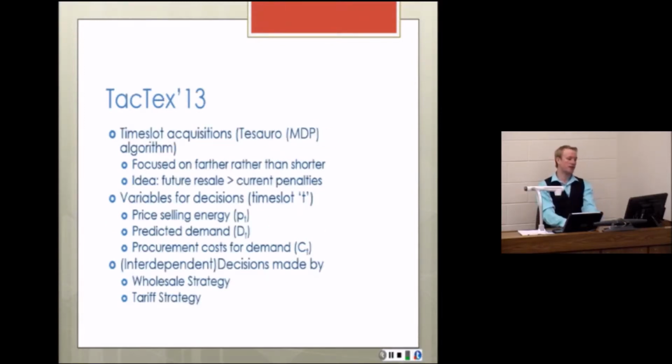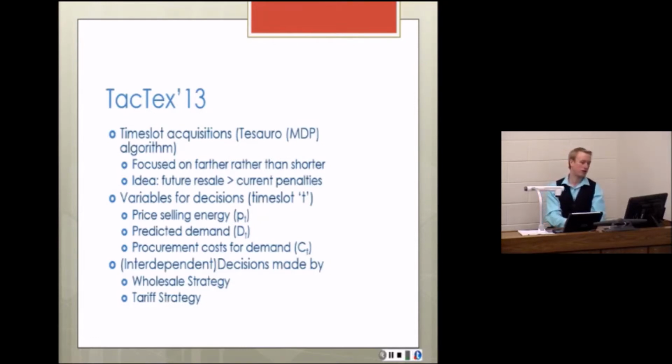So for TacTex'13, this is a broker. As I mentioned before, this is the middleman between the producers and the consumers of energy. It has to use time slot acquisition. They mentioned in our paper that the primary algorithm is based on something called TOS-Tesoro, which is a Markov decision process or a modification of that.